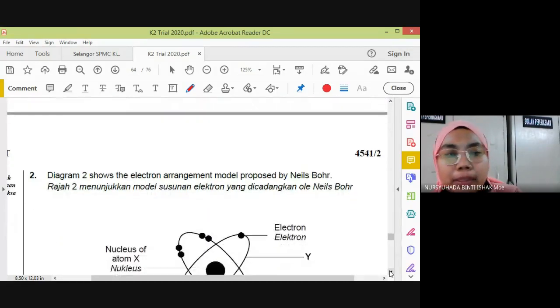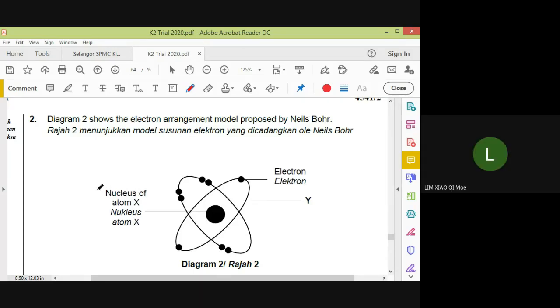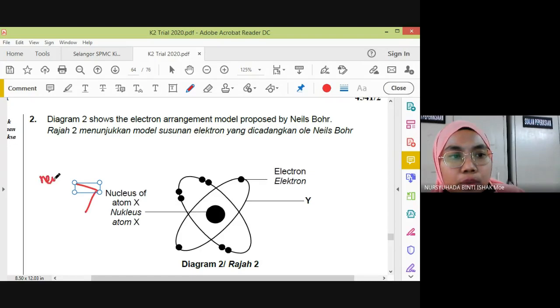Okay, habis soalan yang pertama. Then we go to question number 2. Diagram 2 shows the electron arrangement model proposed by Niels Bohr. We have nucleus of atom X and then we have electron. Okay guys, inside the nucleus we have 2 subatomic particles. Apakah dia? What subatomic particles are located at the nucleus? Respond. Neutron, proton. Okay, very good. Neutron and proton.